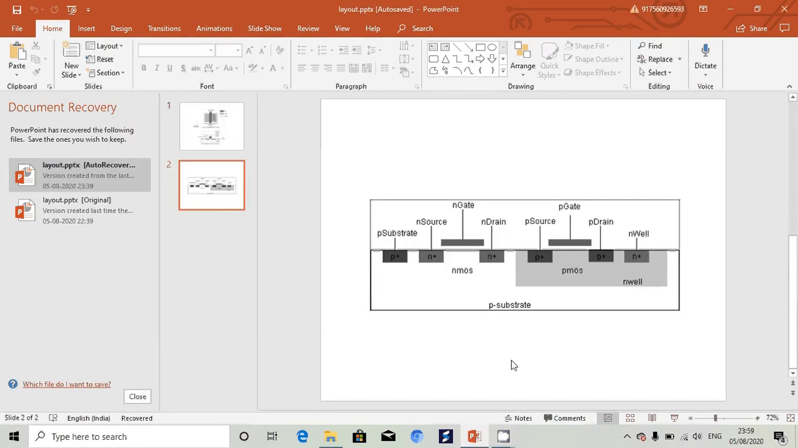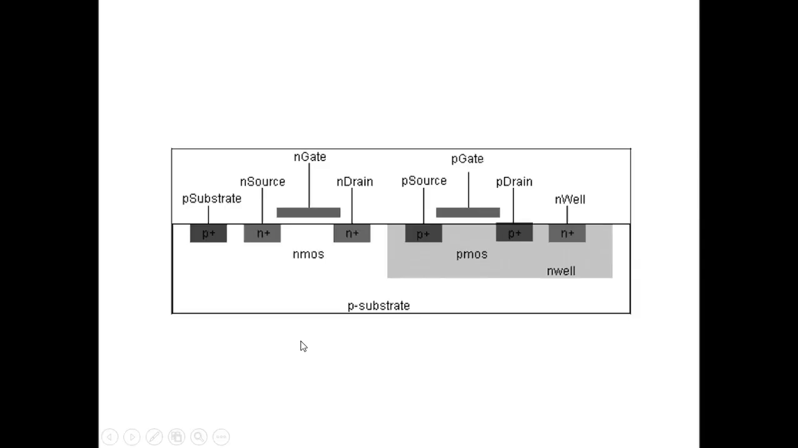So in this video we will see how we can draw the layout of a MOSFET, both PMOS and NMOS. Before that we will just see the general structure of MOSFET, NMOS and PMOS. We have a P substrate and a gate, N plus and N plus.